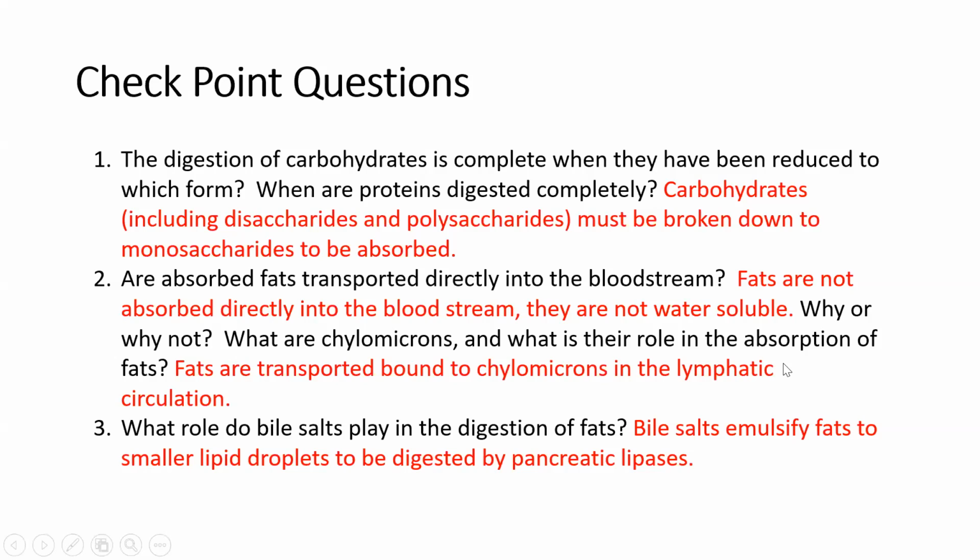Question 2, are absorbed fats transported directly into the bloodstream? So fats are not absorbed into the bloodstream. They are not water soluble, so they cannot go directly into our arterial supply. It's actually going to clog our arteries. What they do is they're absorbed into the lacteals, right?